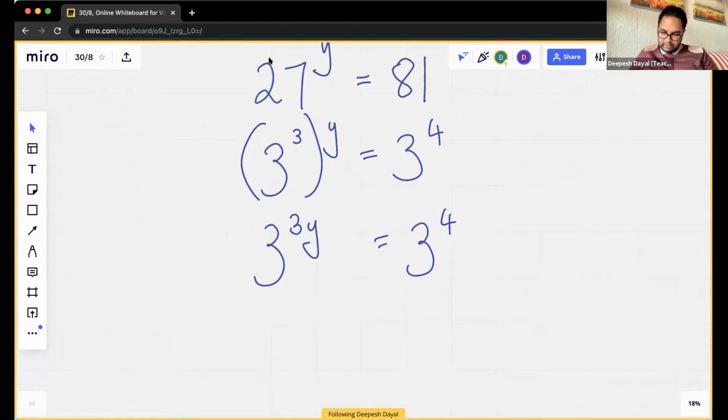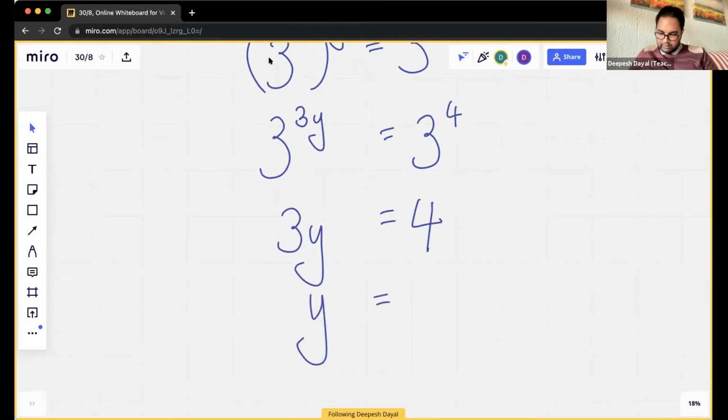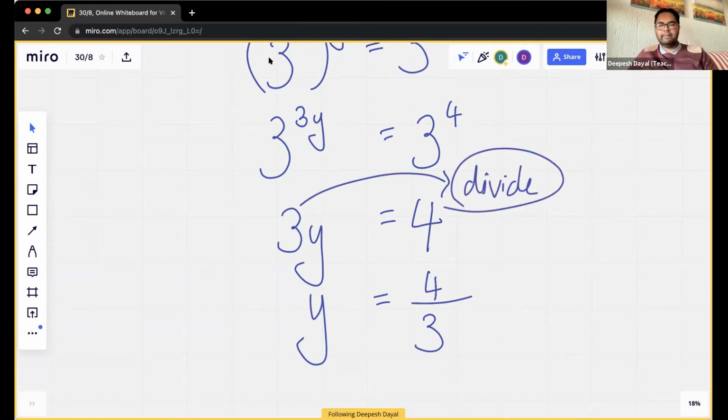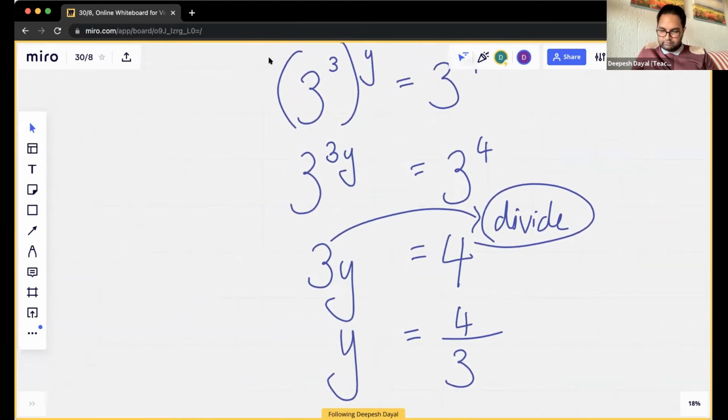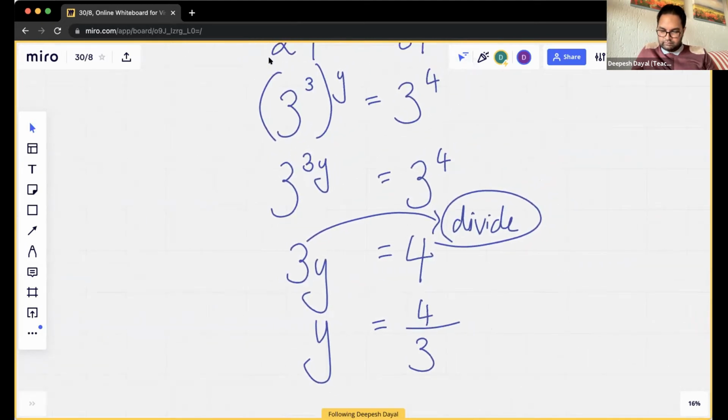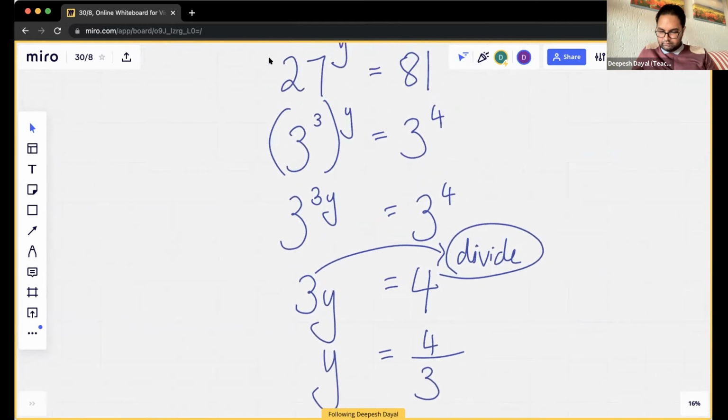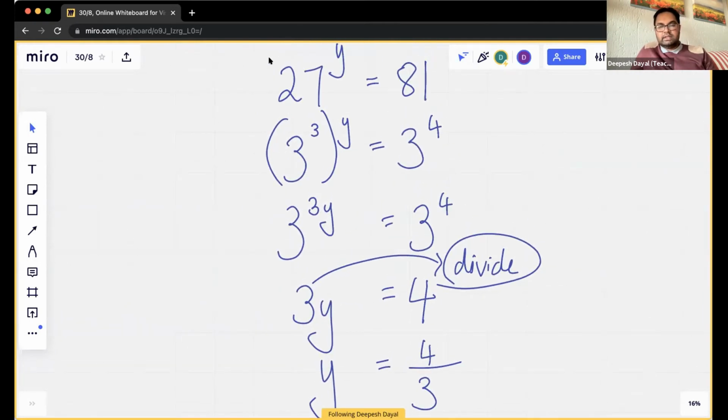And then we're going to say here, 3y equals 4 and y equals 4 over 3, because when you take this over, it becomes divide. So y equals 4 over 3. I'll just leave that there for a minute. You can just have a look and see.